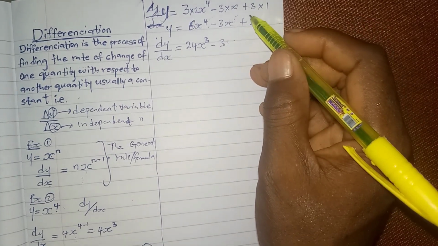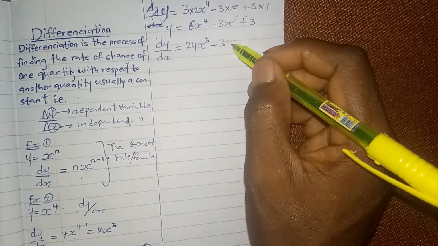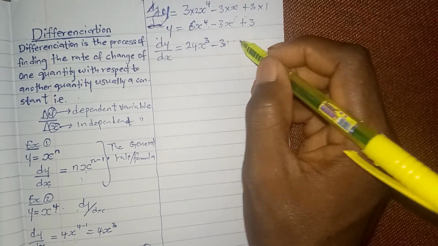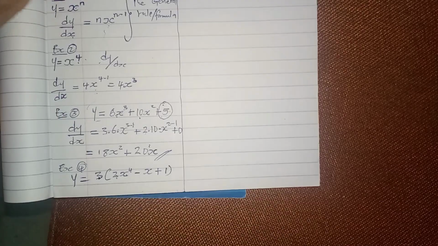And as I said earlier, the differentiation of a constant is equal to 0, so you have no need of writing it. Therefore, this is the differentiation of this particular expression. So that is what you need to know about the general formula.